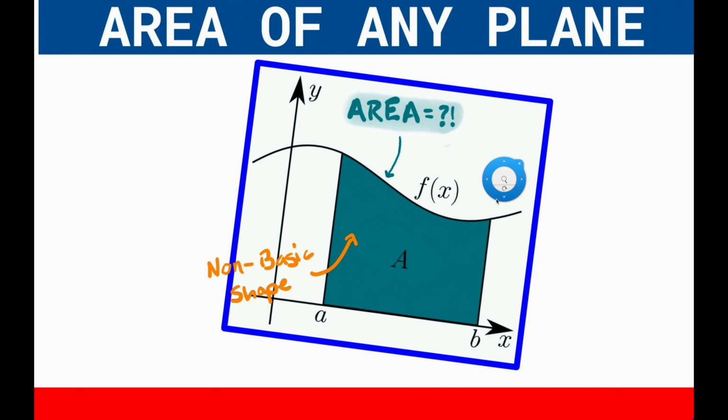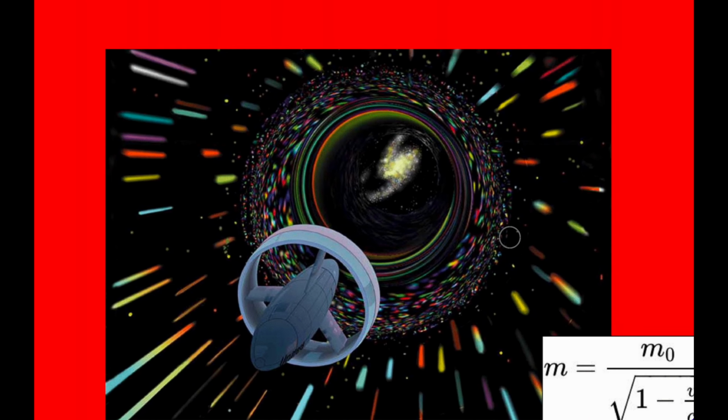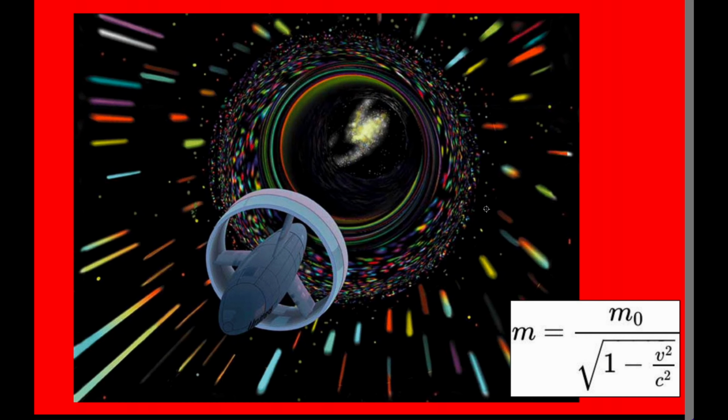Okay, this next slide just shows area of a plane again. I'm going to kind of skip that for now. So yeah, unit 1 is all about limits. Limits let us find impossible values, and that's basically what this slide is showing.